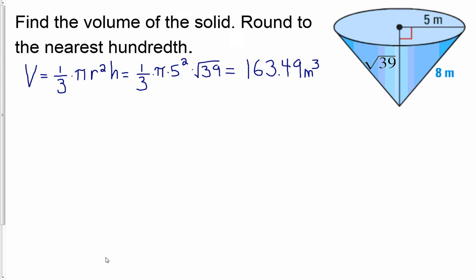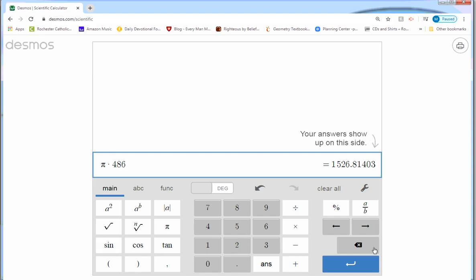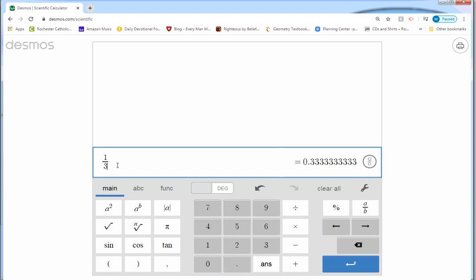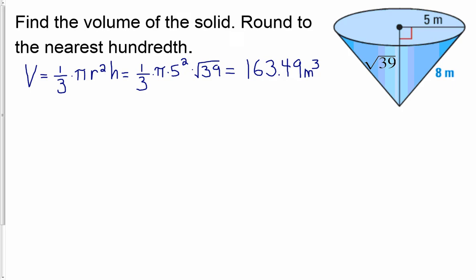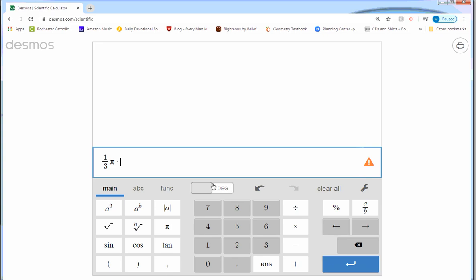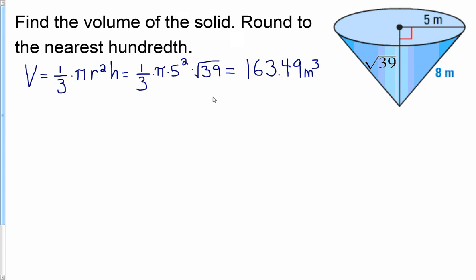And again, with some of these calculations, I just want to remind you guys that Desmos is available. Desmos.com/scientific is the website for this kind of decent working calculator. How we would do what we did there: 1 divided by 3 gives me the fraction already, right? And then we had pi times 5 squared, square root of 39. You can do all that probably even quicker than you could on a TI calculator to get 163.493. So just 0.49 rounding down, meters cubed. Okay.